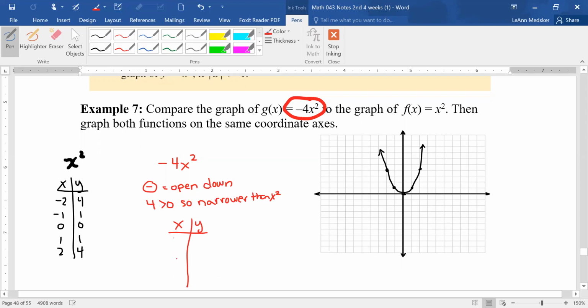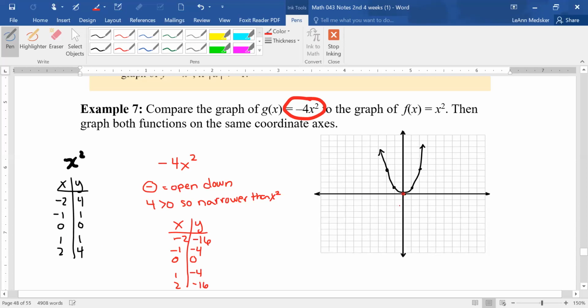So again, put in 0, -1, -2, 1, and 2. If you put in 1, you get 1 squared times a -4, so that's going to be -4. Put in 2, you get 2 squared is 4 times a -4 is -16. 0 squared is 0 times anything would still be 0. -1 squared is 1 times -4 would be -4. -2 squared is 4 times -4 would be -16. So you notice this graph gets way bigger numbers than the original. That's why it's going to end up narrower.